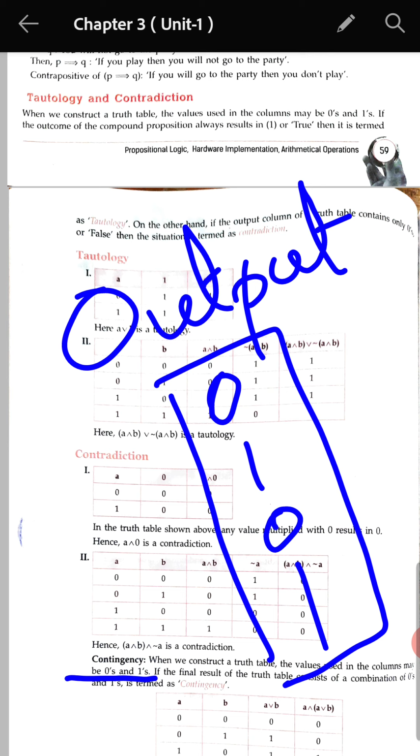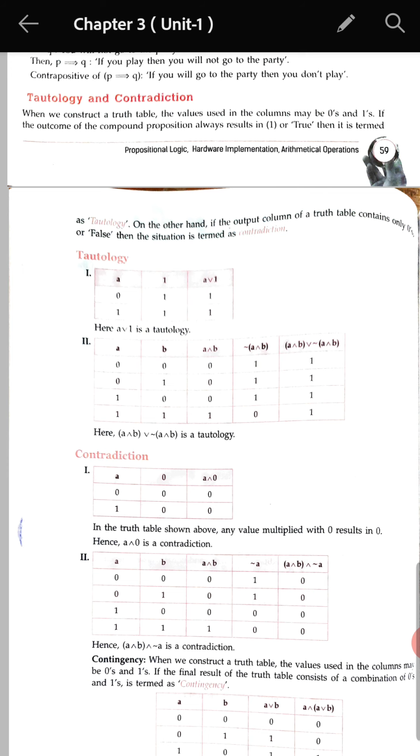All ones means tautology, all zeros means contradiction, a combination of zeros and ones means contingency. In your paper, you are getting some question like this. You have to create a truth table for that, and you have to specify whether the equation is in the form of tautology or contradiction or contingency. Any one. You have to create a truth table for that.